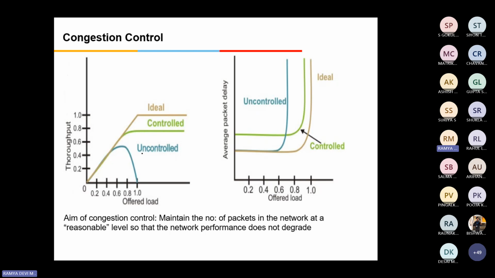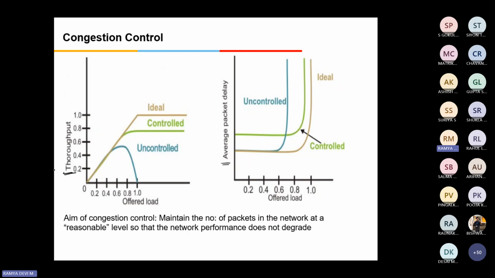Okay, so the goal is to maintain the number of packets in the network at a reasonable level, so that the throughput remains high and the delay becomes very low. That is our ultimate goal. So the throughput should be controlled and also the delay should be minimized. If too many packets are in the network, buffer overflow will happen, the packets will be dropped, the retransmissions will happen, so it will lead to congestion, right?